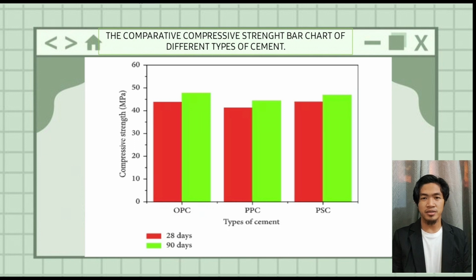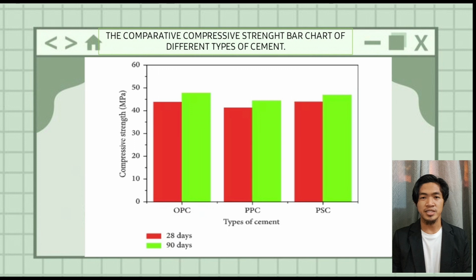Assalamualaikum and good day everyone. I am Omar B. Abunawas and I'm here to share with you the comparative compressive strength bar chart of different types of cement. So, before we discuss the bar chart, what is compressive strength? Compressive strength refers to the ability of a certain material or structural element to withstand a load that reduces the size of that material or structural element when applied. A force is applied to the top and bottom of a test sample until the sample fractures or is deformed.